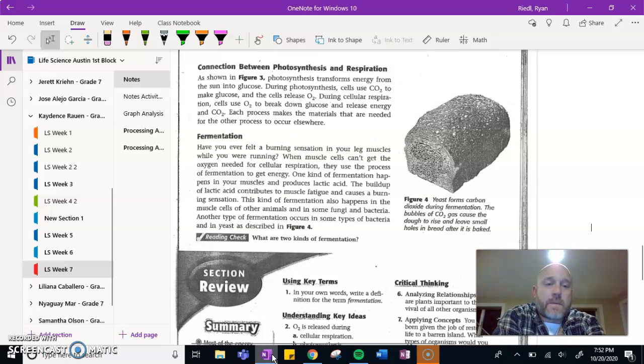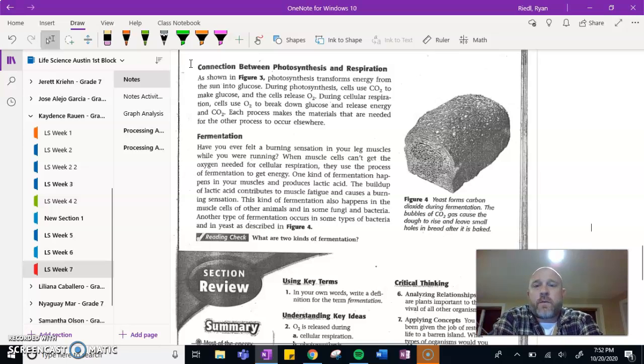Anyways, last page here, and we're going to talk about the connection between photosynthesis and respiration. Remember, in the last video we left off, we were talking about how they were opposites of each other. So here we are at the top of the page. Connection between photosynthesis and respiration.